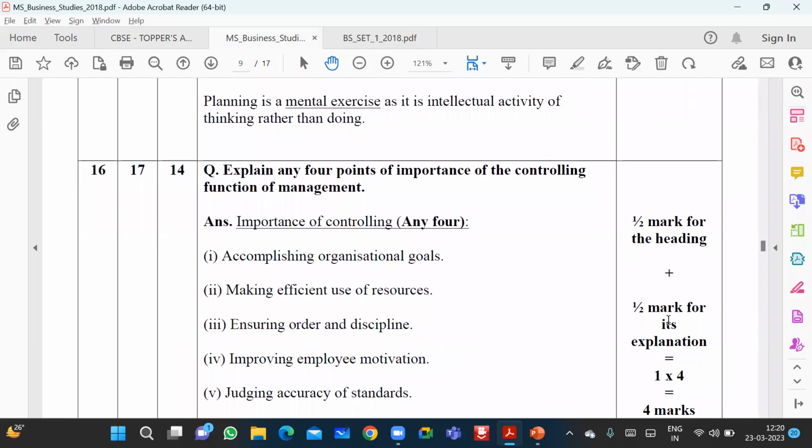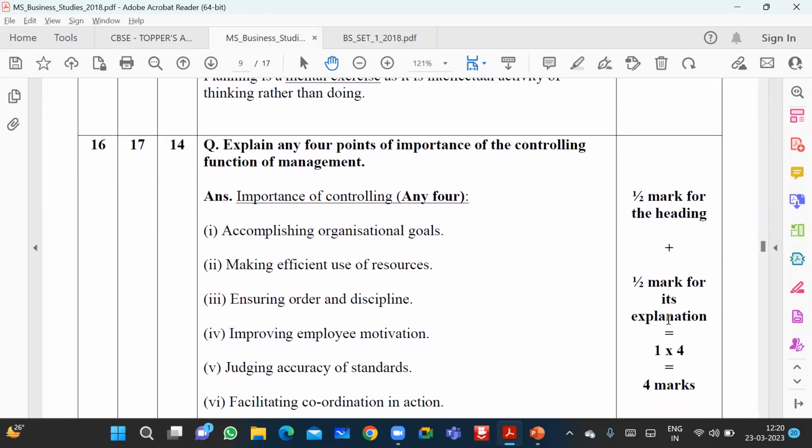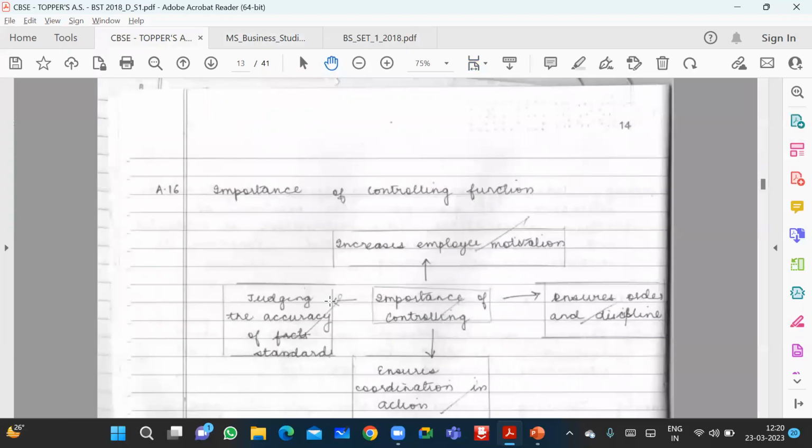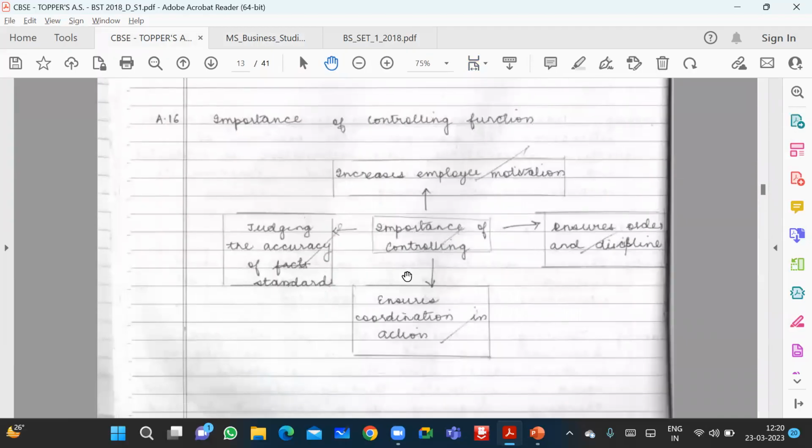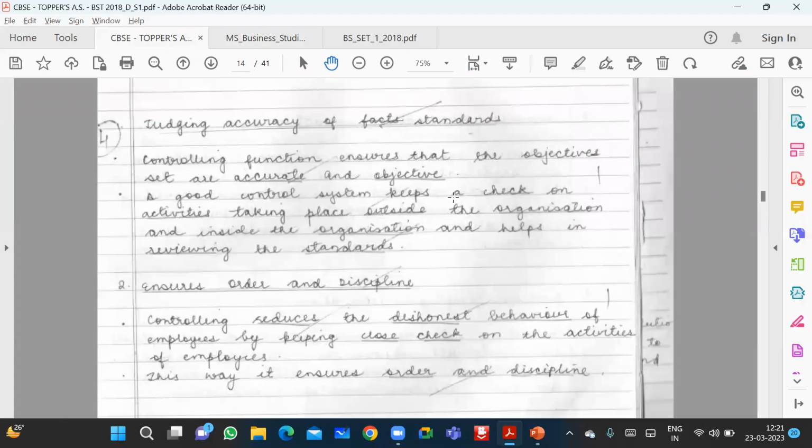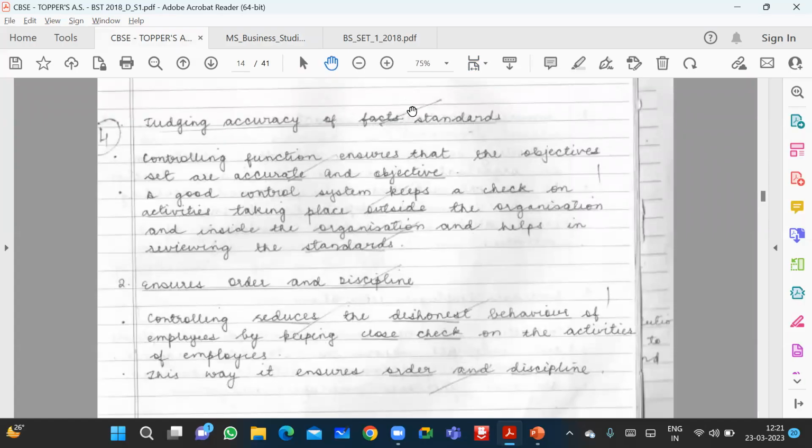And now question number 16: explain any 4 points of importance of controlling. So again, the bifurcation of the marks would be half mark for the heading and half mark for the explanation in about 25 words. So any 4 points you need to write. Here, the student has given 4 headings through a diagram, and then the student has explained all these 4 points of importance. So first, again, he has written the point and explained, and this way all the 4 points have been explained by the student. So half mark for heading and half mark for the explanation.